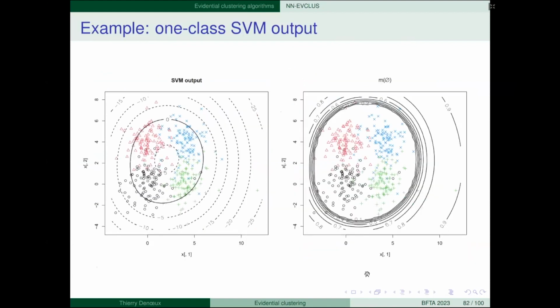Okay, so this is an example data set. This is the output of the one-class SVM. This is 0, so this is a region that contains most of the data. And we see the contours of the function f. It increases when you get farther from the data. And this is the corresponding mass on the empty set. The mass on the empty set is 0 here, and it starts to increase when we get away from the data.